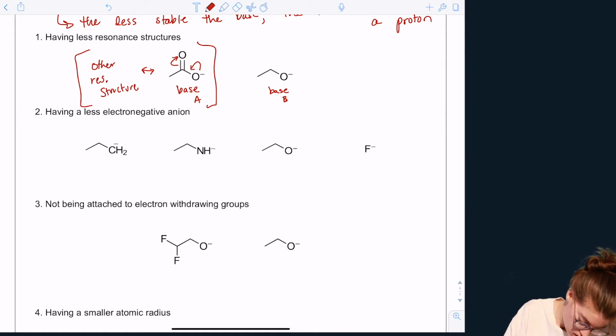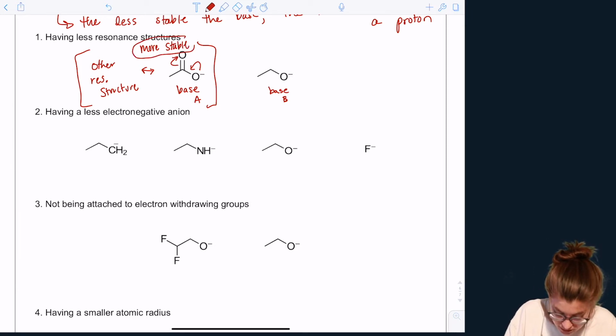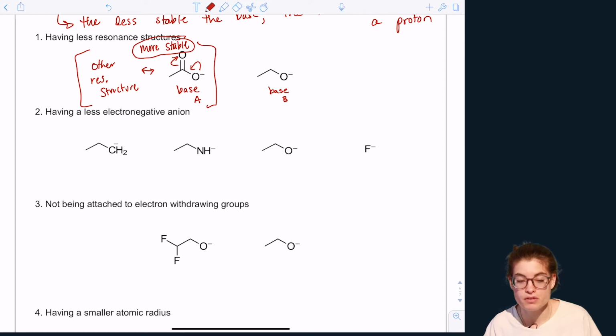Okay, so this is more stable than base B, okay? Because it's more stable, and the reason why it's more stable is because its charge is delocalized. It's not as desperate to go out and grab a proton, okay? So that's one way you could think about this.